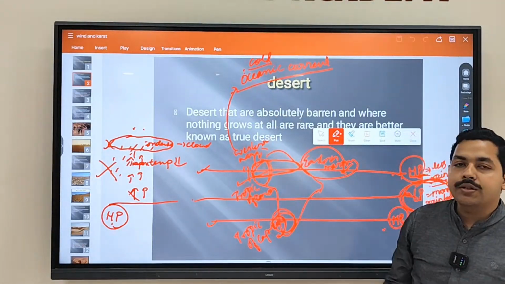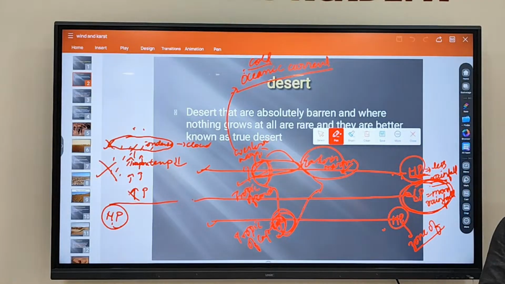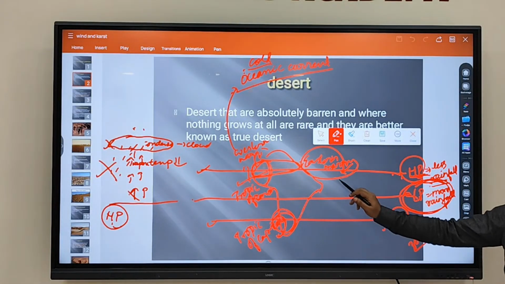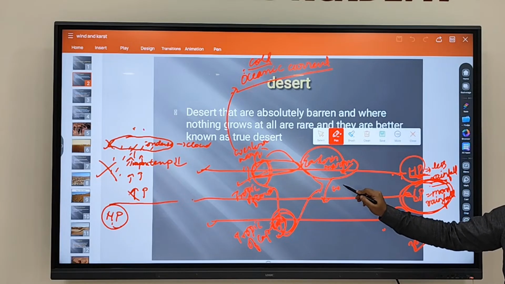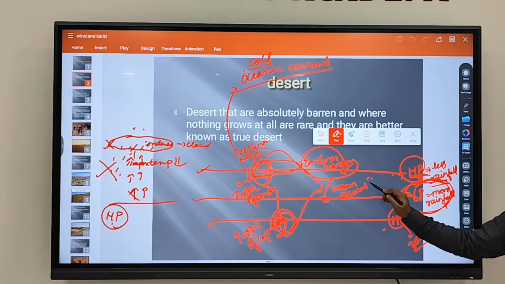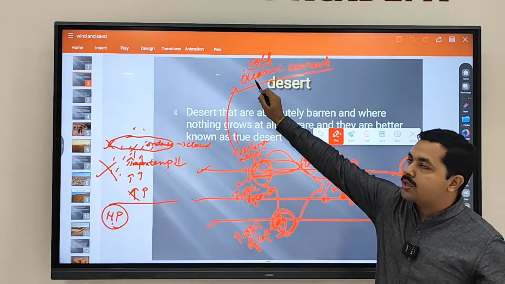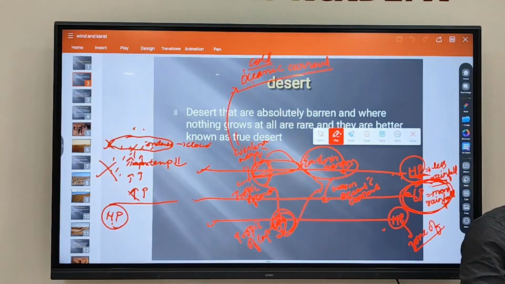On the western margin, which type of current is going to flow? Cold oceanic current. On the eastern margin, which type of current is going to flow? Warm oceanic current. So on the eastern margin, warm oceanic current. On the western margin, cold oceanic current. Fine.